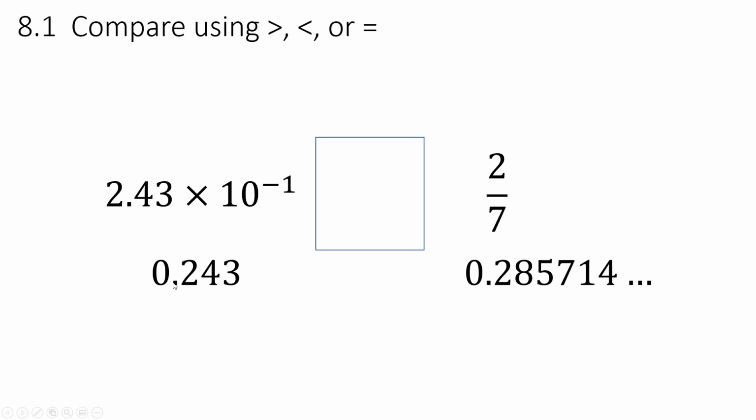Well, when you look at this one, they're tied in the whole numbers. They're tied in the tenths place. The hundredths place is what gives you your answer. So 24 hundredths is less than 28 hundredths. There you go. All right, moving on.